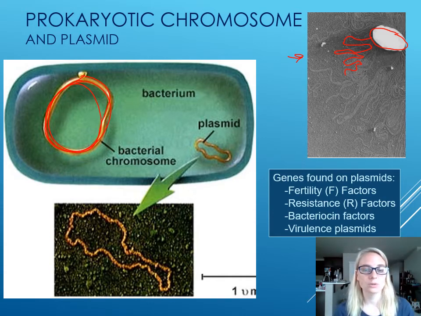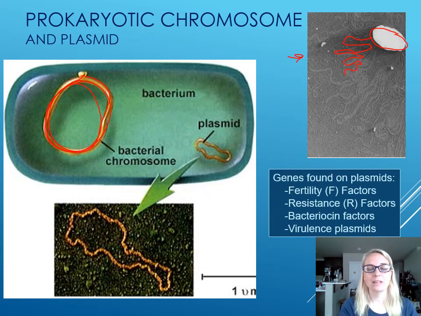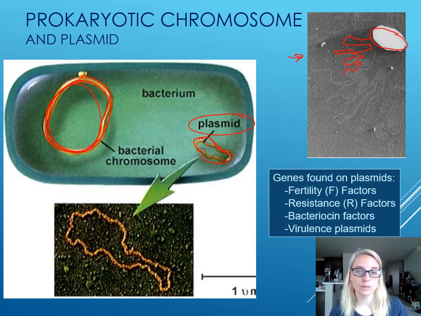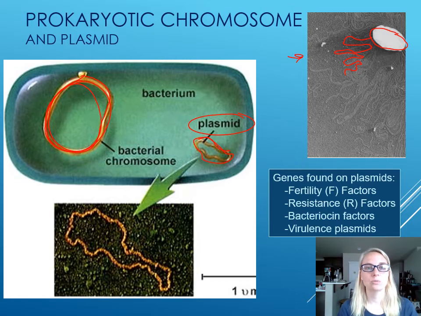But prokaryotes also contain accessory DNA, if you will, and these are in the forms of what we call plasmids. So plasmids are small circular pieces of DNA that do not contain required genes. They kind of contain bonus genes, extra genes that are not needed for the cell to be the cell.